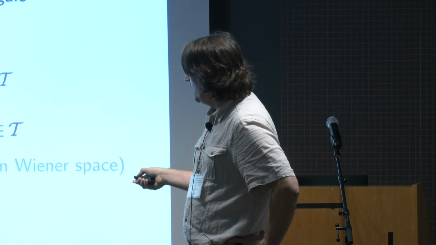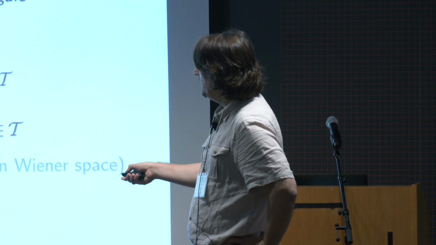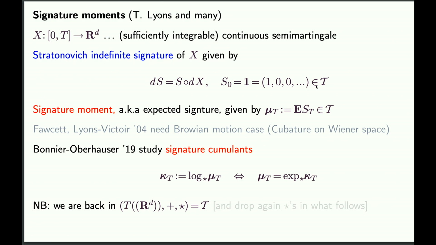Now, once you believe in the signature moments or expected signature, it's very natural to look at the logarithm, right? Again, we're back in this non-commutative space here. So this little star here you can also think of as a tensor product, and we're getting rid of it for the same reasons as before. It's defined using power series calculus in the tensor algebra. Right, signature cumulants, a beautiful definition, Bonnier, Oberhauser.